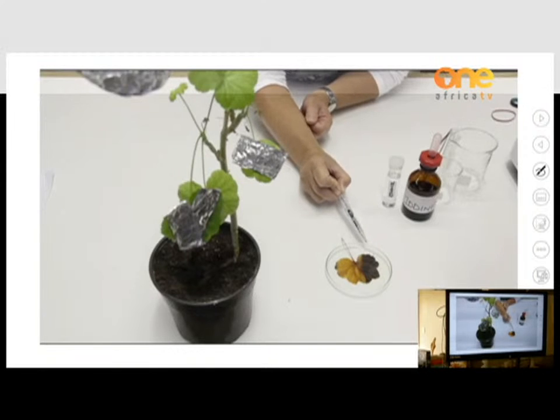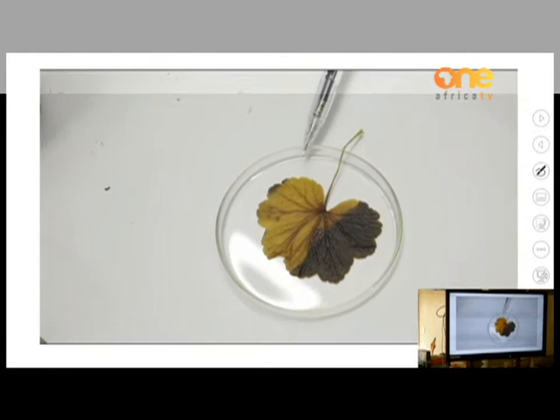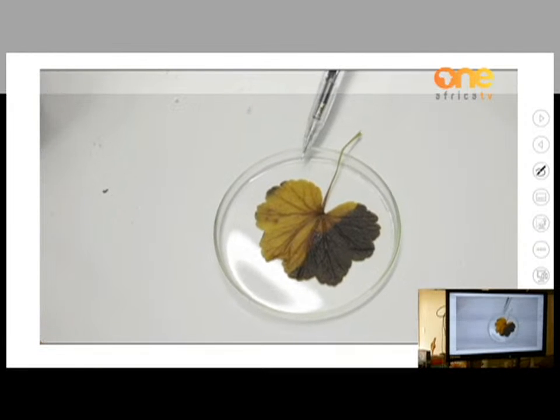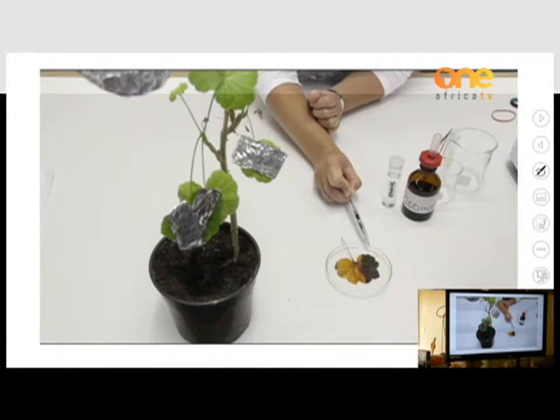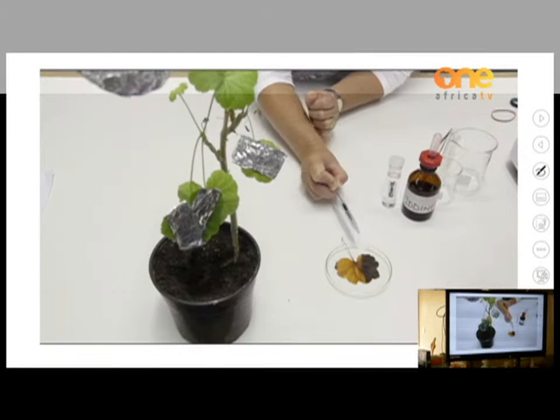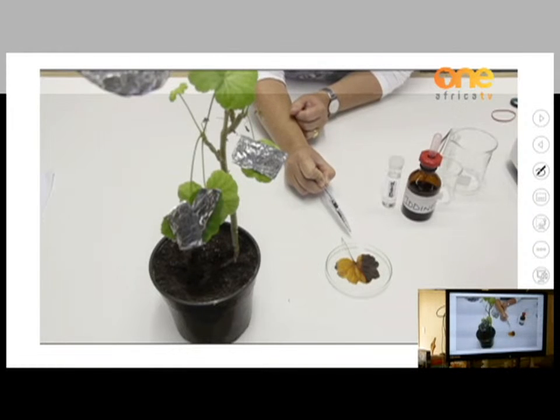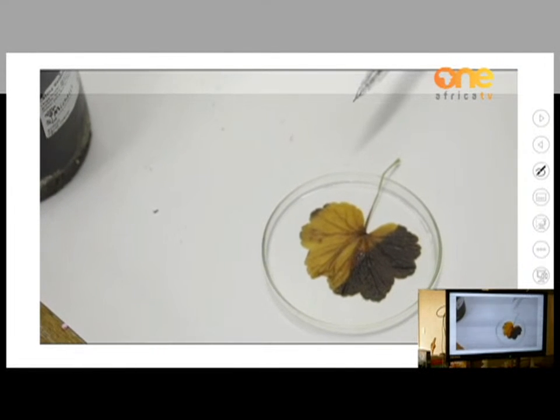So this part of the leaf that was left uncovered would be the experiment, but the part of the leaf that was covered by foil would then serve as the control of this experiment. Once we have our results and we've observed that when light was allowed, we saw that a positive color change occurred, and when light was not allowed, the covered parts did not change color. We can now take those results and see that our conclusion would be light is definitely necessary for photosynthesis.